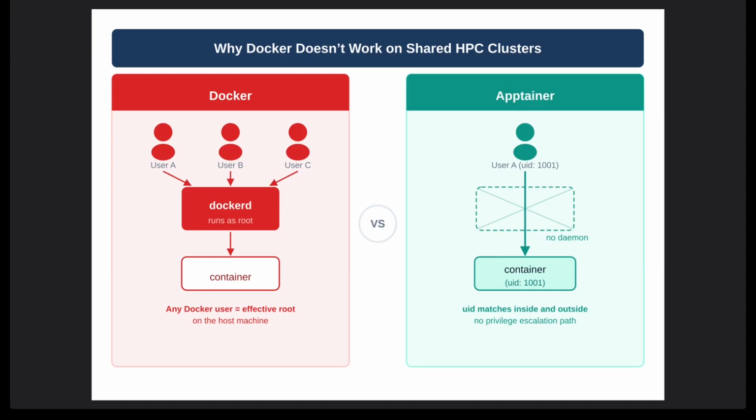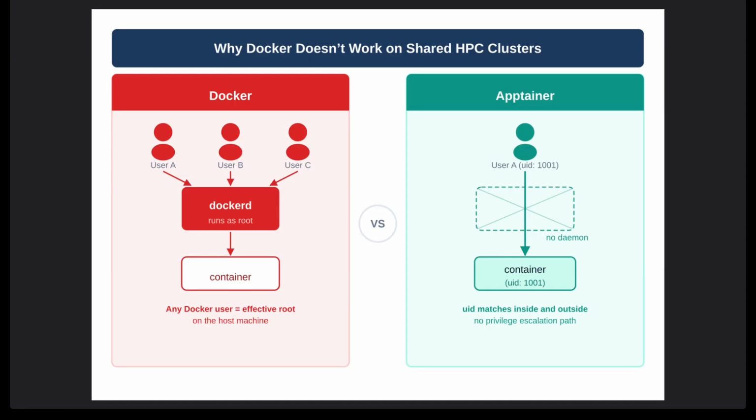Apptainer, formerly Singularity, exists specifically to fix this. The core idea: whoever you are outside the container is exactly who you are inside the container. No daemon, no privilege escalation, no path to root through the container tool. A couple of other differences matter too. A Docker image is a stack of layers managed by a daemon and a local store. An Apptainer container is one file, a .sif file, that you can copy anywhere with SCP and run immediately.